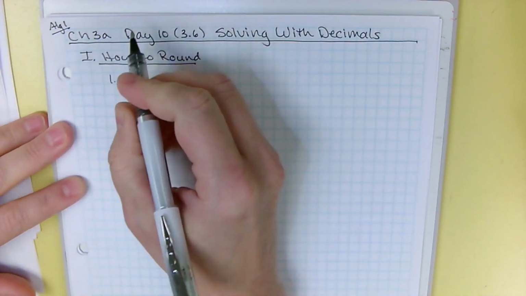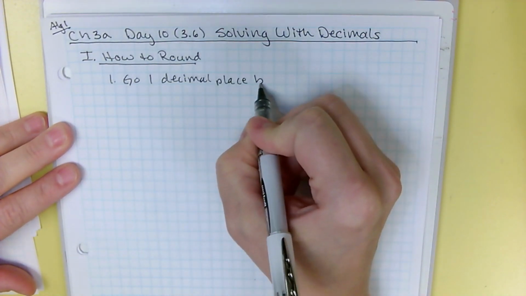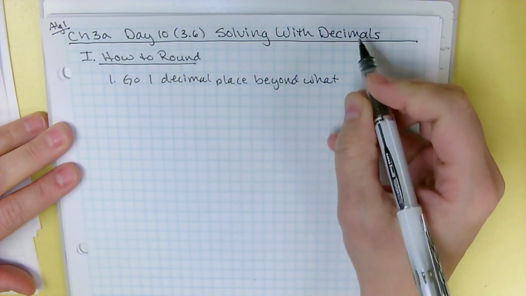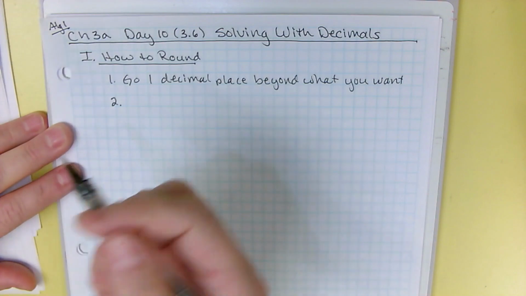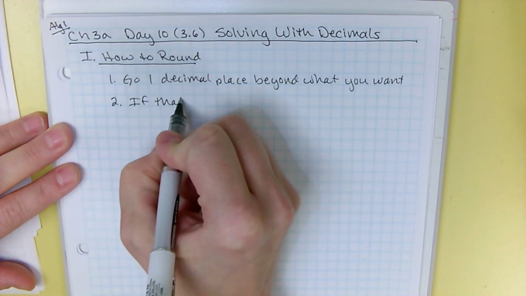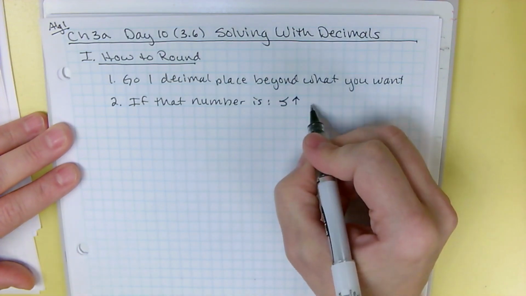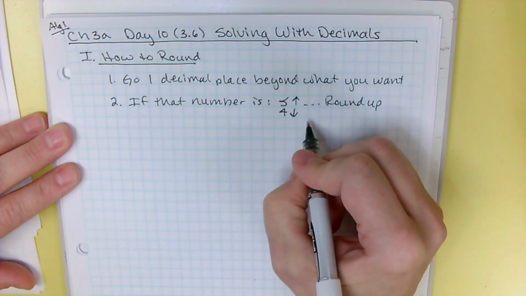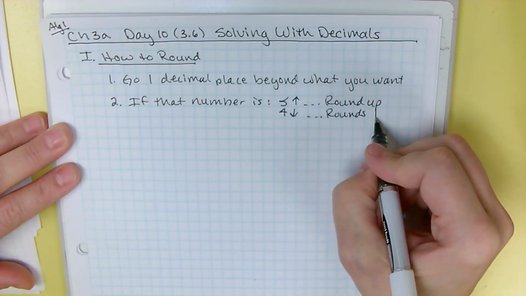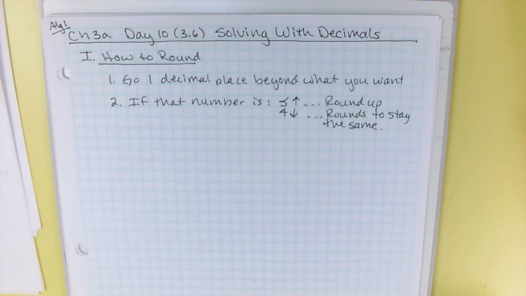Okay, here's your basic steps. Number 1, you go 1 decimal place beyond what you want. And then when you're in that decimal place, if that number is 5 or higher, you round up. If it is 4 or lower, it rounds to stay the same. Remember that rounding is not just rounding up, it's rounding to stay the same or rounding up. Both of those are rounding.